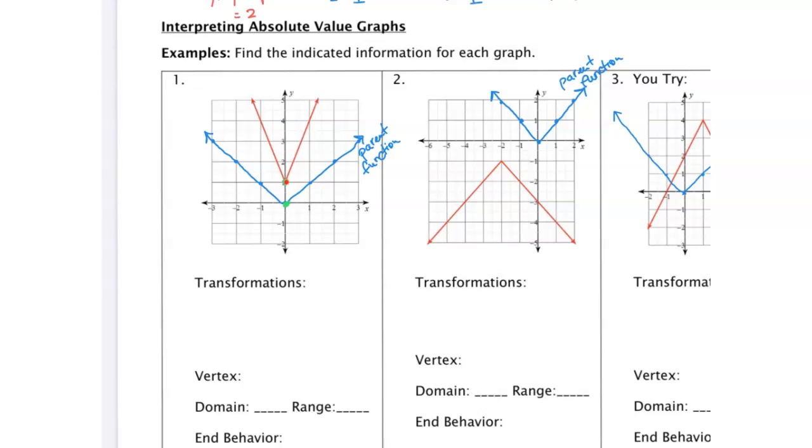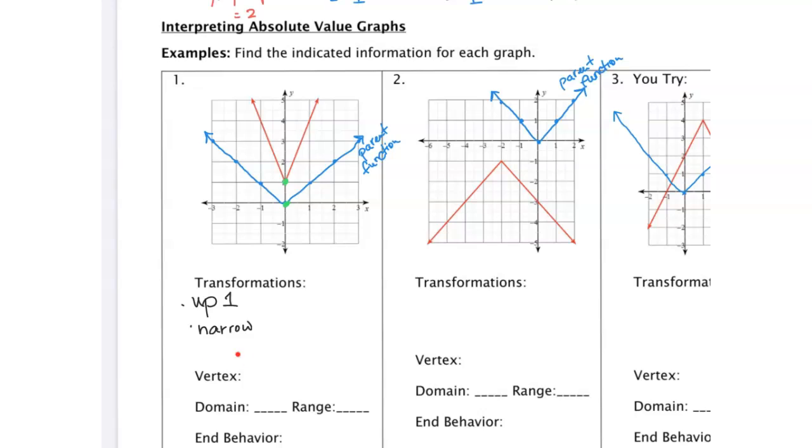We'll notice that for the new function, it has been moved up 1. So one of our transformations is up 1. It hasn't shifted to the left or to the right, so there's no left or right shifts. The next thing that you should notice is that this one is narrower than the other. So it's skinnier. Notice that the parent function is wide. This one is skinnier. So you can say that it is narrow. And those are our two transformations for this one.